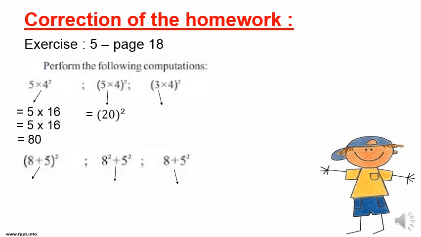20 squared is 20 times 20, which will be 400. The next one, similarly, 3 times 4 is 12, squared, 12 times 12, which will be 144. The next one: even though the exponent is stronger than the addition, we have parentheses. Parentheses, we have to solve first.